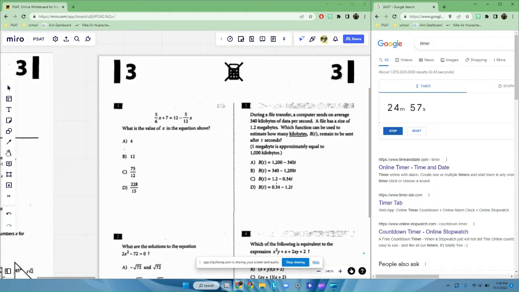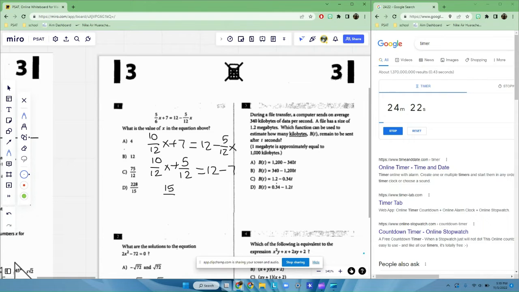So our first problem is, what is the value of x in the equation above? So this is pretty simple. You can start off by finding the LCM of 6 and 12. So you'll get 10 over 12x plus 7 is equal to 12 minus 5 over 12x. So take 5 over 12x to the other side, you get 10 over 12x plus 5 over 12x is equal to, and then you can take 7 to the other side, equal to 12 minus 7.